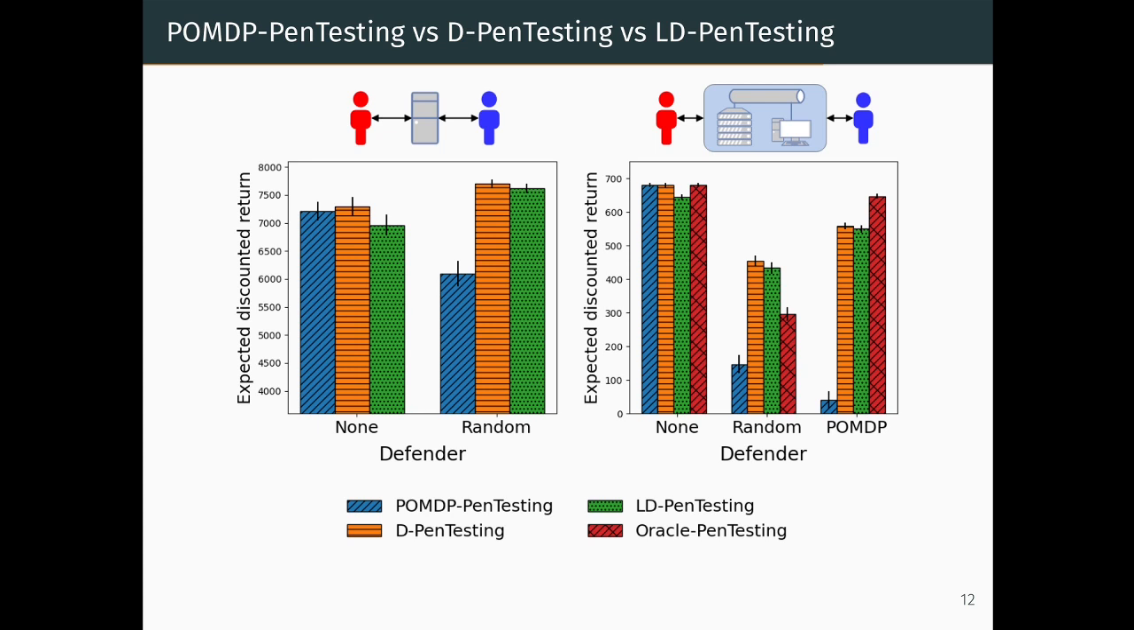Comparing our approach with the strong Oracle pen testing model, we see that the Oracle model performs best against the POMDP defender while performing worse against the random defender. This highlights the generalization of our approach, which is not as optimal against a single defender type, but is more robust across defender types.